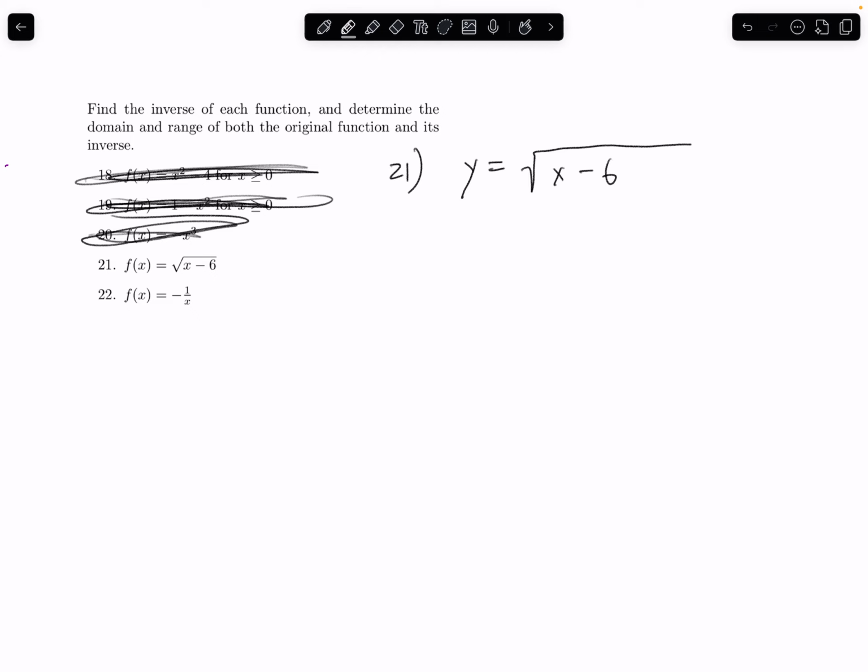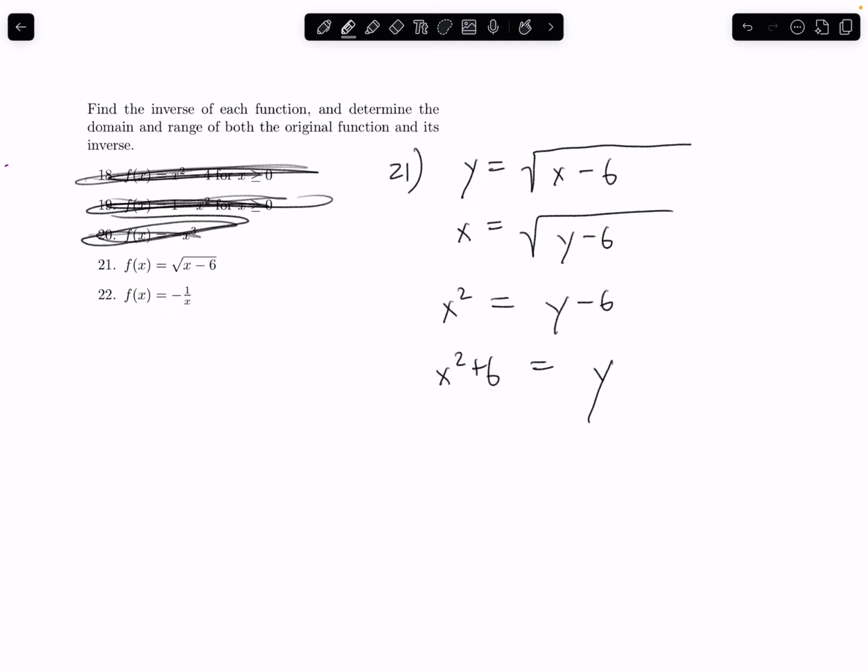Okay, step 1, replace with y's. Step 2, exchange y's and x's. This time I want to get rid of the square root first, so I square both sides. I get x squared is equal to y minus 6. And then plus 6: x squared plus 6 is equal to y. There we go.